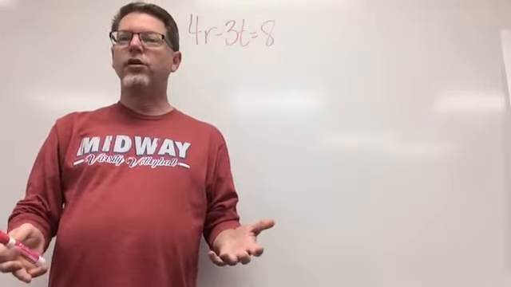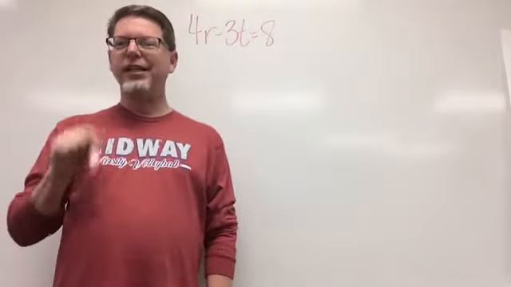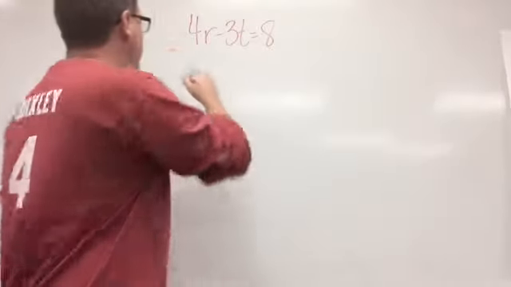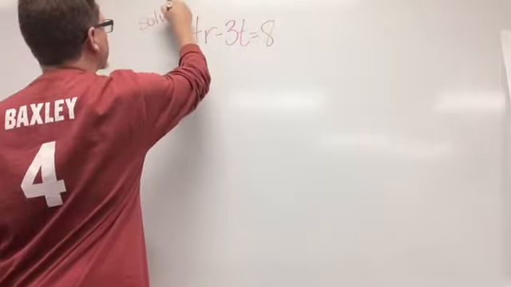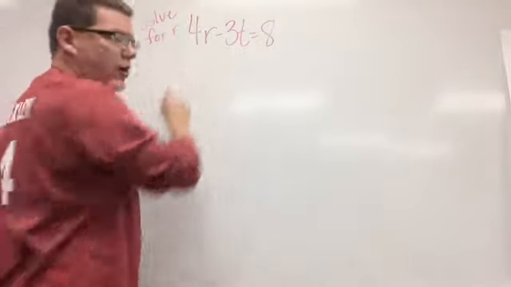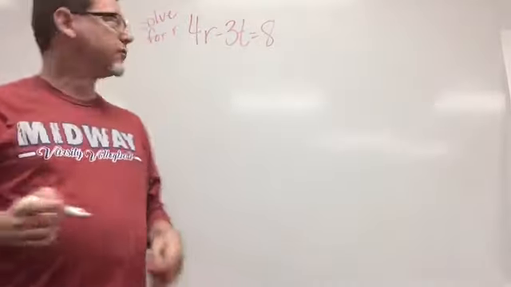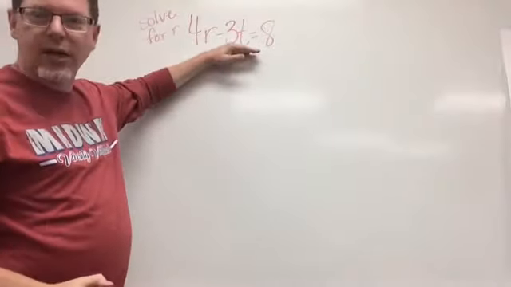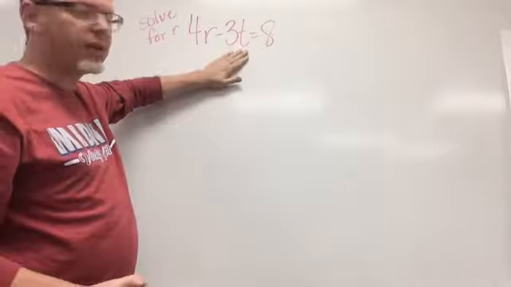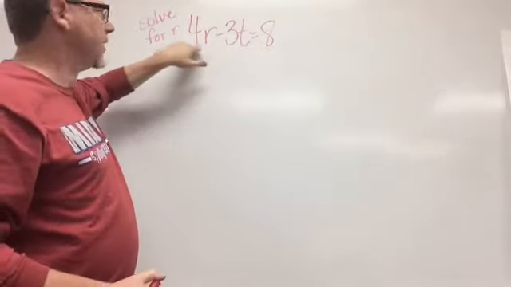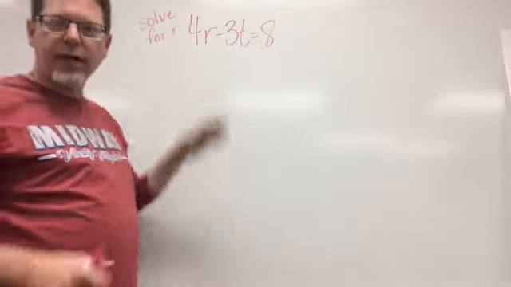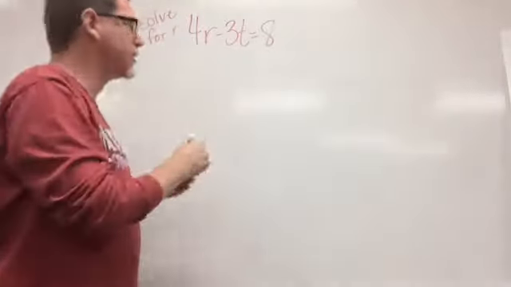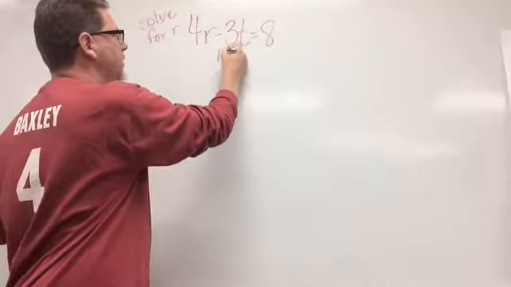The next example we're going to look at is 4r minus 3t equals 8. And in this case, they want me to solve for r. So I need to solve for r. So I'm going to look and see, where's r? Well, I've got minus 3t on the same side, so I've got to get rid of that. And then I'm going to have to divide by 4, but I have to go in a correct order. Okay? So first I'm going to get rid of the 3t by adding 3t to both sides.